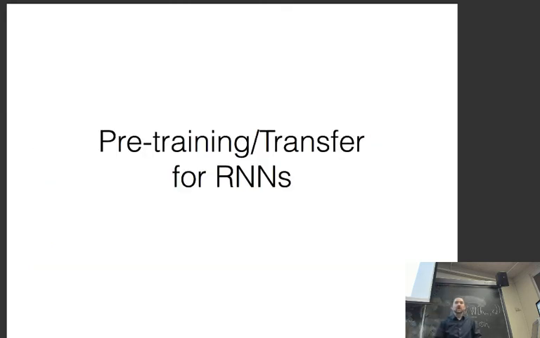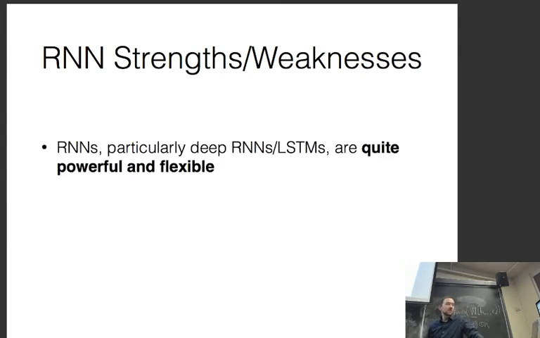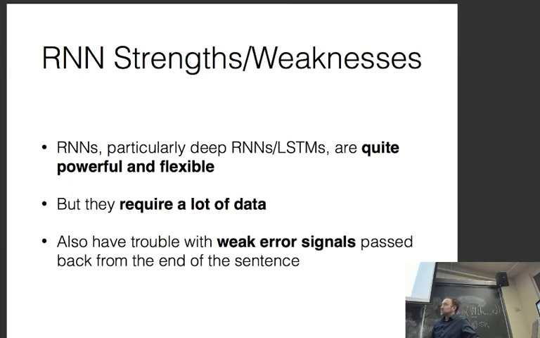So one other thing that's very useful in RNNs is pre-training. RNNs have strengths and weaknesses. The good thing about RNNs is they're very powerful and flexible, and they work really well for a lot of tasks. But one problem with them is that they require lots of data, and they also have trouble with weak error signals that only occur at the end of the sentence.